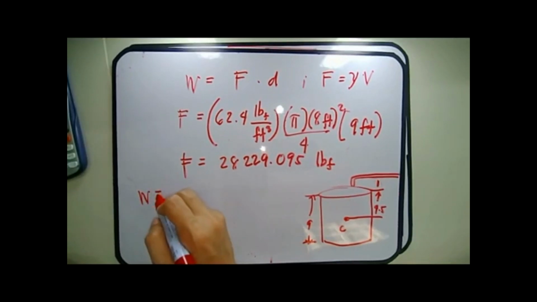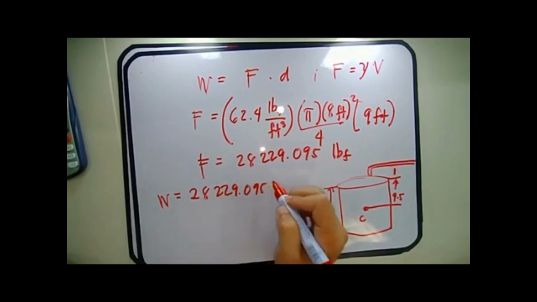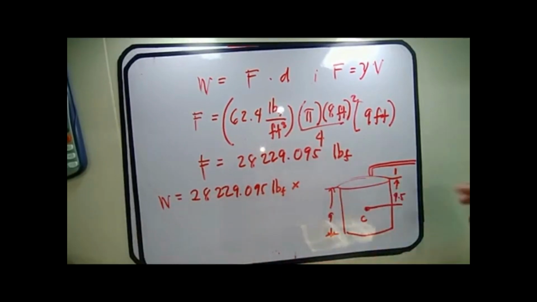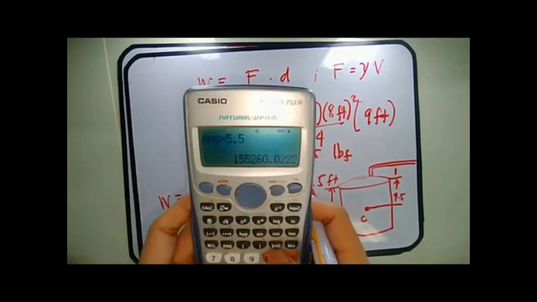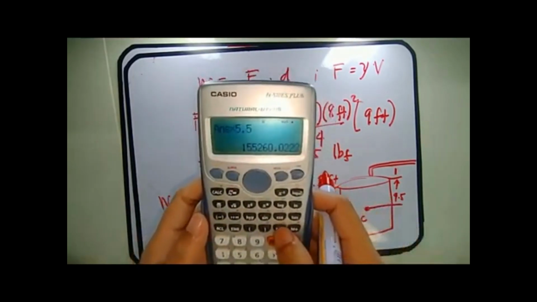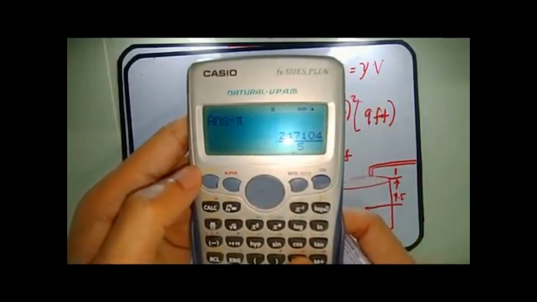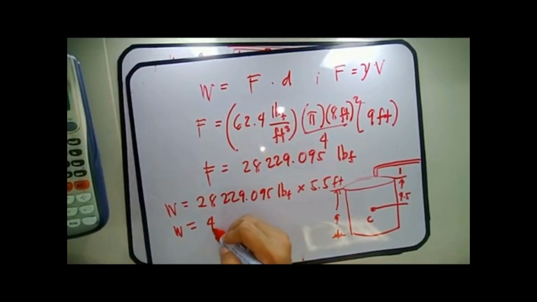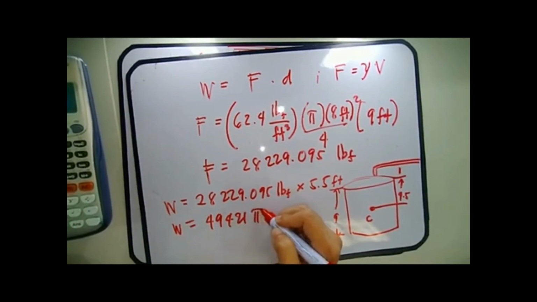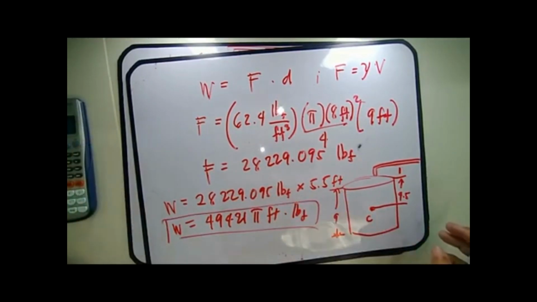So our work is equal to, so you have force 28229.095 pound force times yung height natin, that is from the centroid, so 5.5 feet. So work equals, so same answer tayo guys, 155,260. Or in terms of pi siya, so divide natin sa pi, so that is 49421 pi. So that is pound force feet, so foot-pound force. So let's solve guys, next problem tayo.